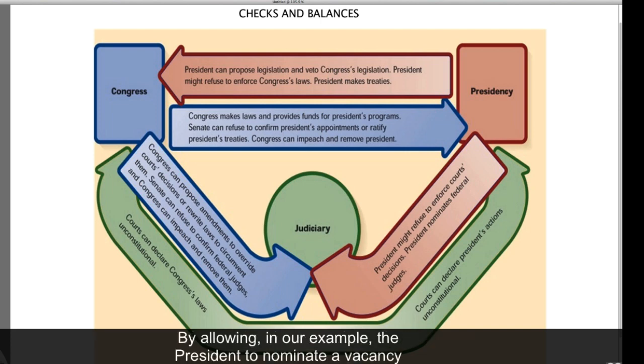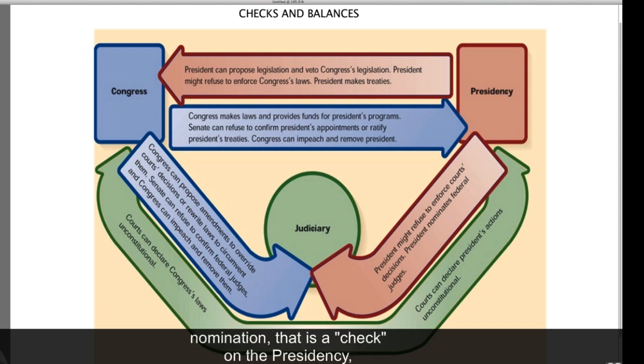By allowing, in our example, the president to nominate a vacancy on the Supreme Court, there is a certain degree of power and control over the judiciary. The presidency can nominate someone, but we know that that nominee does not take any active functioning role in the judiciary until Congress, specifically the Senate, approves of the presidential nomination. So, in fact, there are multiple checks and balances at play in how we nominate someone to the Supreme Court. Congress, the Senate, must approve of a presidential nomination.